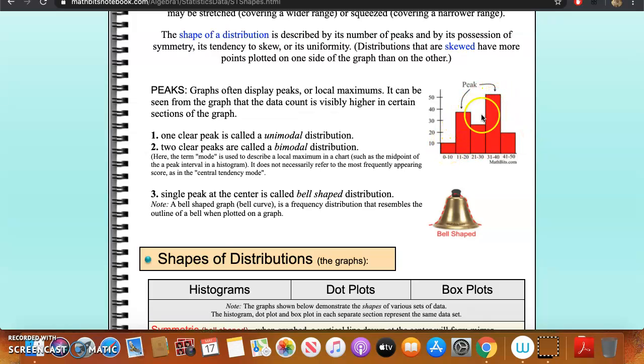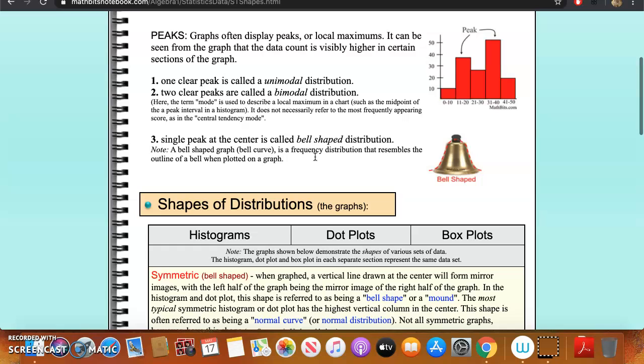So we can say that this has two maximum peaks. If we want to use the term mode, the number that appears the most, we can say that the data from 11 to 20 and from 31 to 40 appear the most. Since there are two, we can call this a bimodal distribution. If we only had one peak, we would call that a unimodal distribution. So one clear peak is unimodal, and two clear peaks is called bimodal.